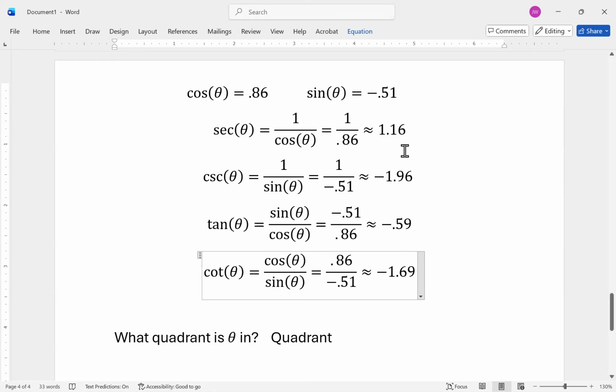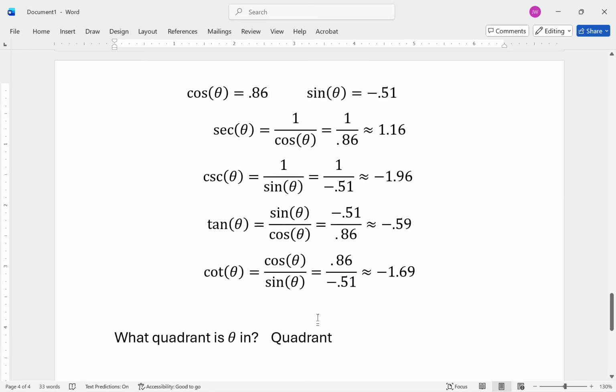So there you go. That's how you can find the other 4 trig functions if I'm given cosine and sine of whatever angle theta is, even though right now I might not know the exact value for theta.